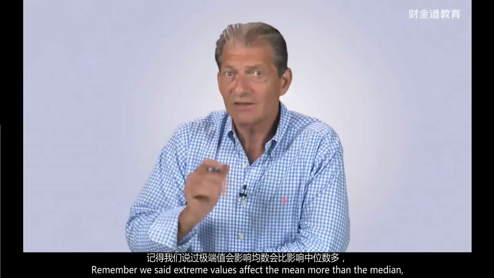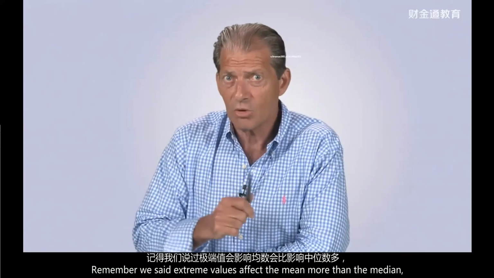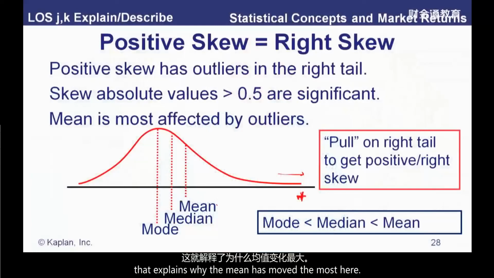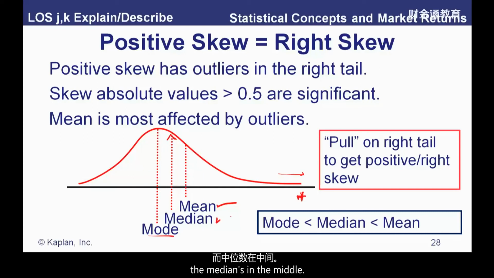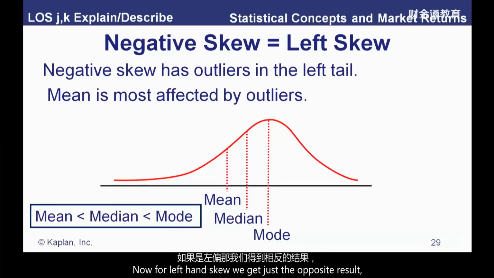Remember, we said extreme values affect the mean more than the median. So that explains why the mean has moved the most here. The median, well, it's in the middle, so that's easy to remember. The mean moves most, the mode doesn't move, the median's in the middle. Now, for left-hand skew, we get just the opposite result. The median's still in the middle, the mean moves the most, and the mode stayed unchanged.